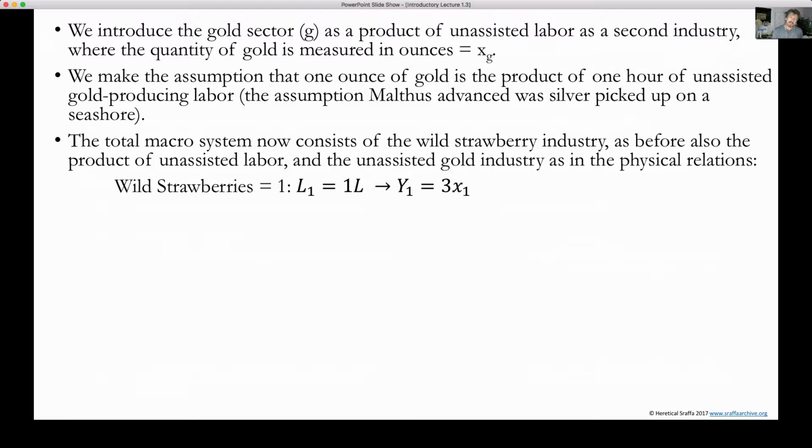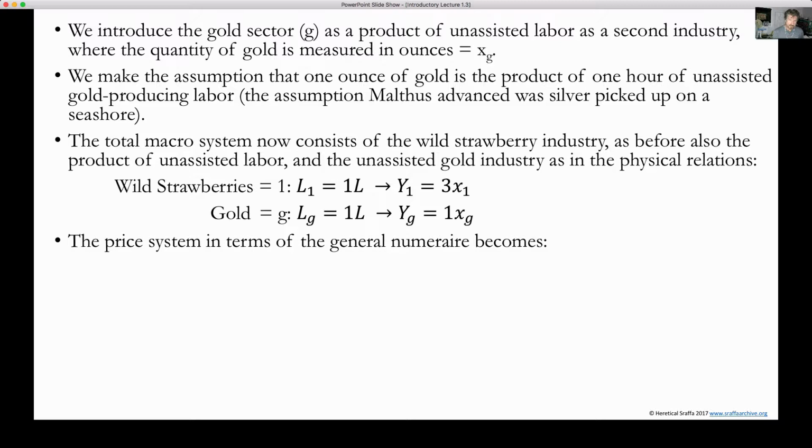Wild strawberries, 1 unit of living labor produces 3 units of wild strawberries. Gold, 1 unit of living labor produces 1 ounce of gold. Okay? We're going to write this in terms of the price system in a general numeraire, which is subscripted nu. Looks like the letter V, but it's a Greek letter nu. We have here for our wild strawberries industry.